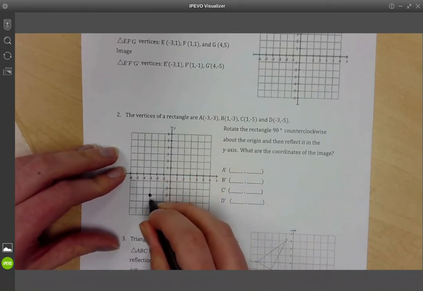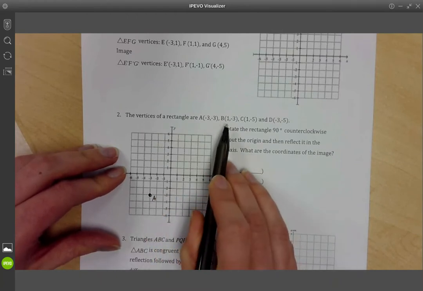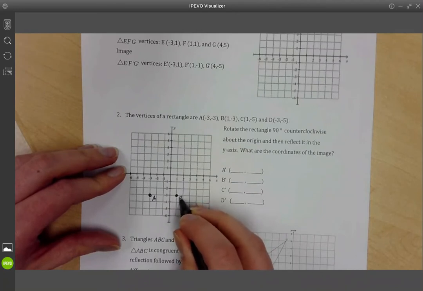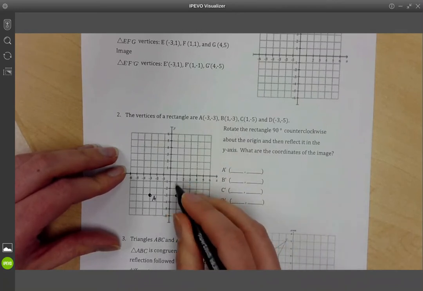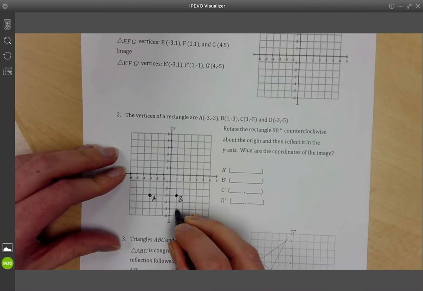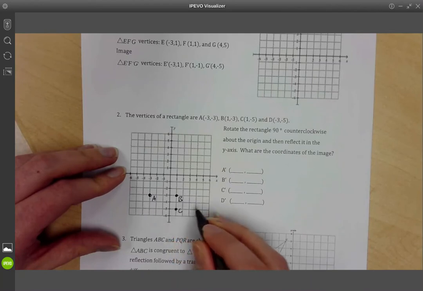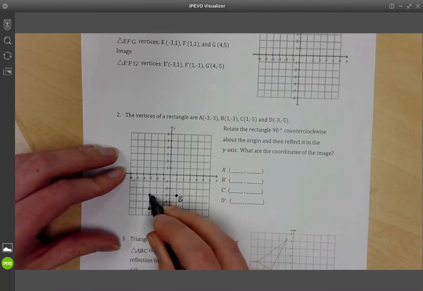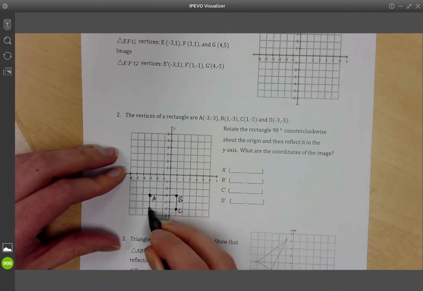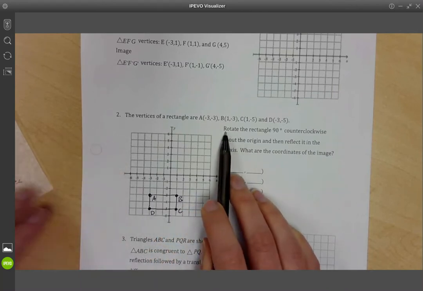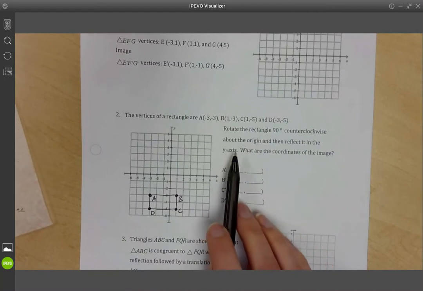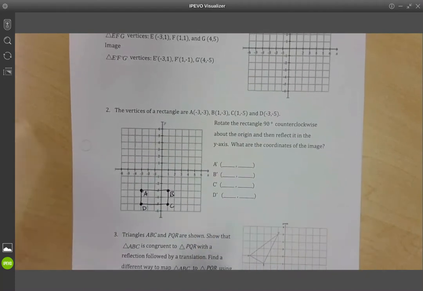There's A. 1, -3. There's B. 1, -5. There's C. And -3, -5. There's D. So my pre-image right here. And we're going to do 2 things. First, we're going to rotate it 90 degrees counterclockwise, and then we're going to reflect it in the y-axis.